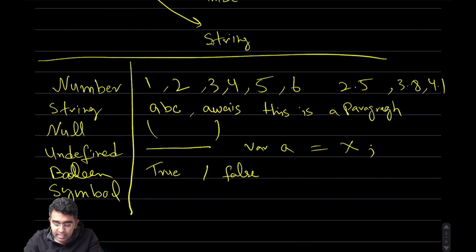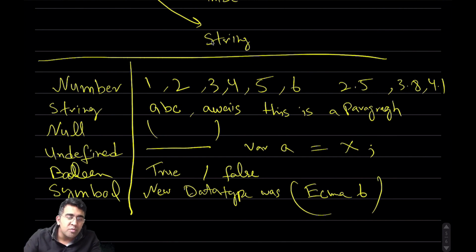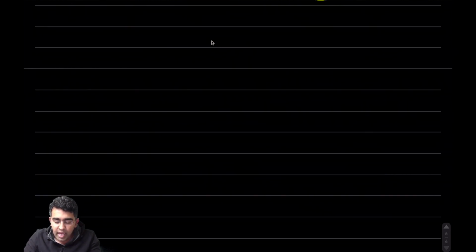Now the symbol is a new data type which we will have a separate video. I will talk about that in another video. So it's a new data type that was introduced in ECMA 6. Now this is basically a specification provided by the organization called ECMA, which provides a specification of JavaScript. In simple words, they add new features into JavaScript and deprecate features in JavaScript. Now let's go down and let's talk a little bit more about data types.